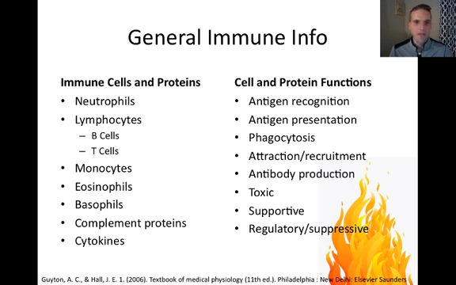And again, some of the different cells you see named on the left are responsible in our body for that process to take place. Other cells and the different cytokines and complement proteins are responsible for things like attraction and recruitment. They're going to pull other immune cells into the area by different chemical messengers.